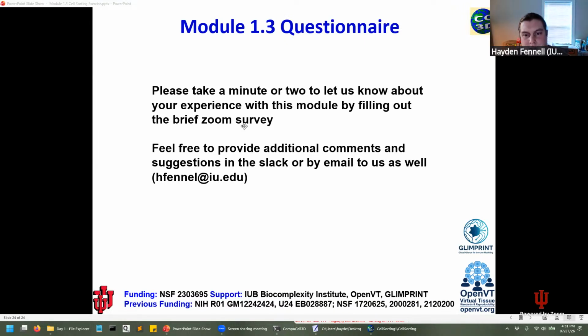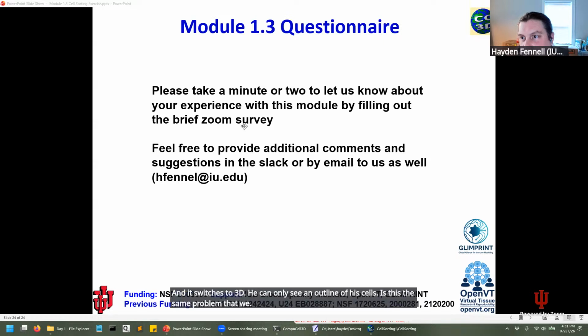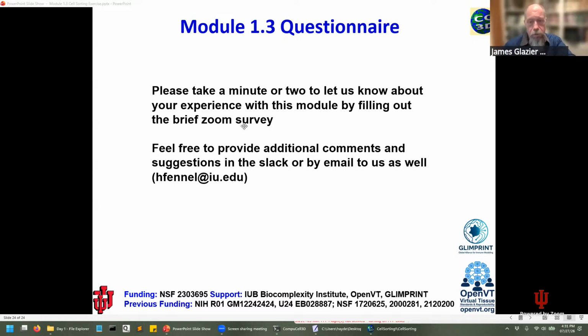O2 did have a question in the chat. When he switches to 3D, he can only see an outline of his cells. Is this the same problem that we were having with that colonic crypt simulation? Yes, that's a rendering issue. In 3D, to speed up the rendering, CompuCell only looks at the outer surface of the cells. And then if you take a slice, you sometimes don't see things. So let's see where the setting is for that.